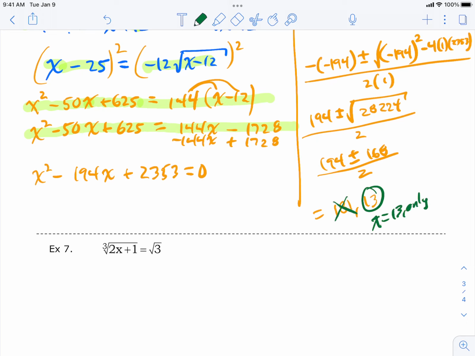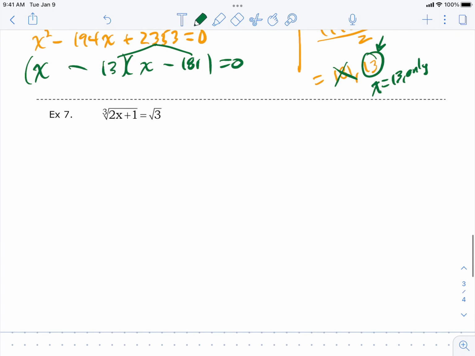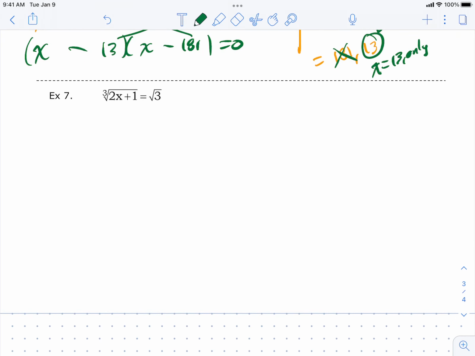That one didn't work. So I used the quadratic formula in this one. By the way, when the quadratic formula gets you a nice answer like this, 13 and 181, that's telling me that we could have factored the 2353 as 13 times 181. But we didn't. Oh well.